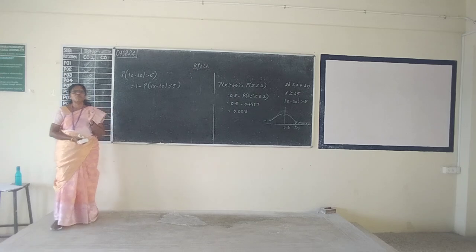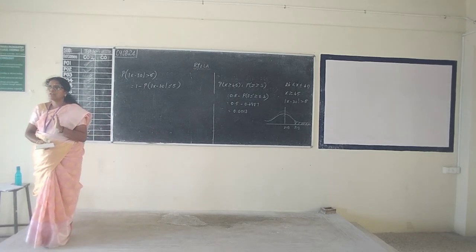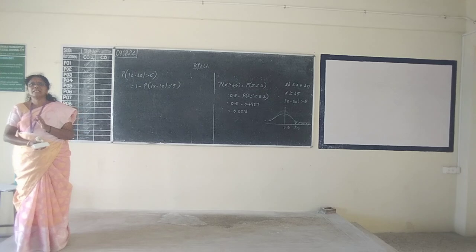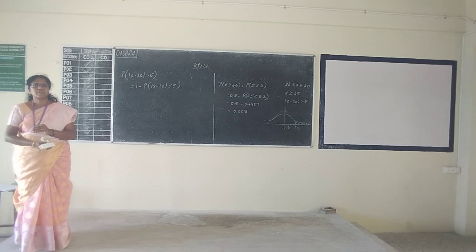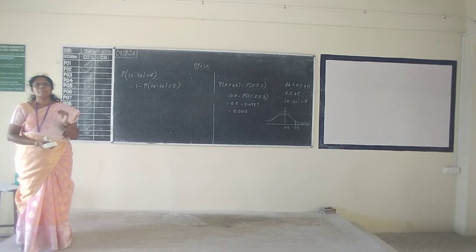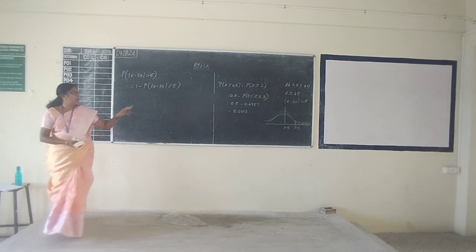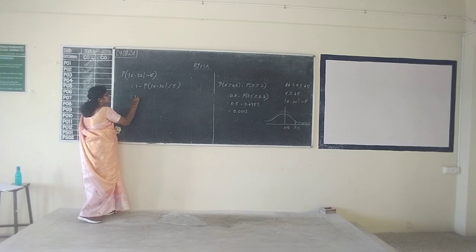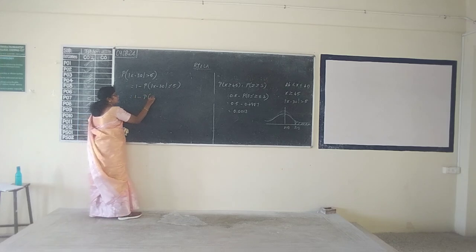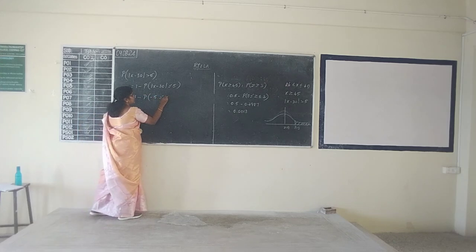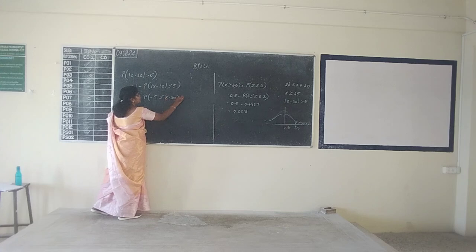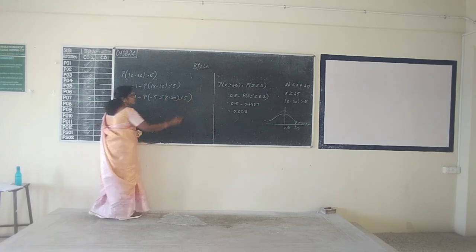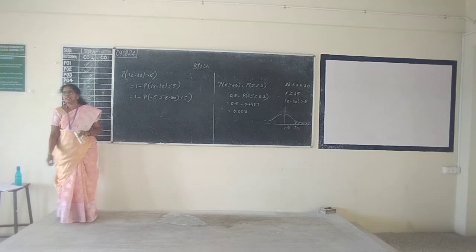Now the next step is to remove the modulus symbol. What I told you, mod x less than a, can be written as minus a to plus a. Here what is the a value? 5. So this is next written as 1 minus probability of minus 5 less than or equal to x minus 30 less than or equal to 5. Minus a to plus a.